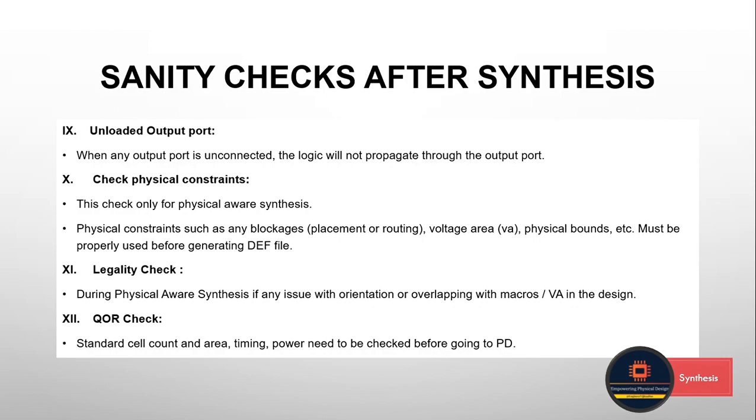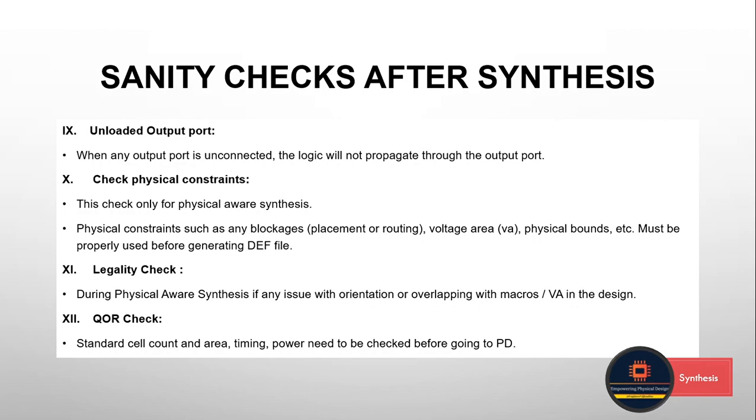physical constraint. So we need to check the physical constraint as well. This portion, basically the last two things, number 10 and number 11, mostly come during the physical aware synthesis stage only. So why do we need to see these physical constraints? Physical constraints mean we need to look at the floor plan objects. So we need to check whether we have all the floor plan related constraints properly used or not.